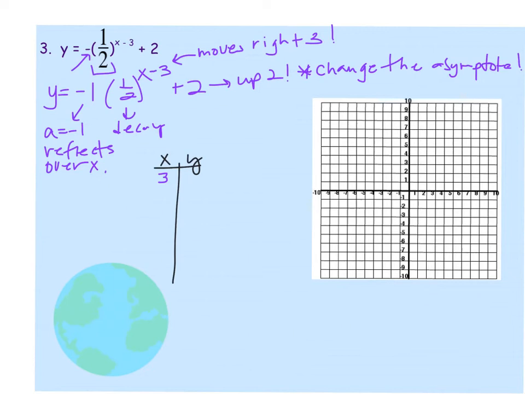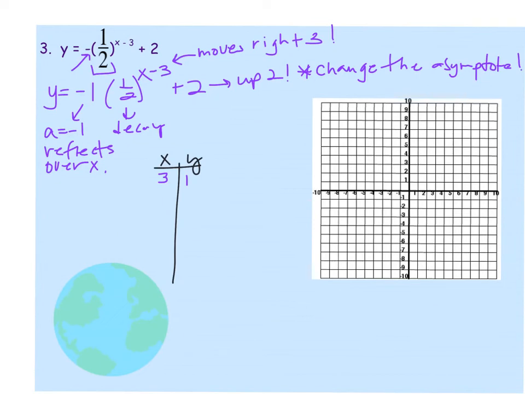All right, if we do 3 minus 3 for the x exponent, 3 minus 3 would be 0. 1/2 to the 0 power is 1. And then we have to multiply it by negative 1, which would be negative 1, and then add 2. If we do all that, we should get an output of 1. So think through that again, everybody. 3 minus 3 as the exponent would be 0. 1/2 to the 0 power becomes 1, times that negative 1 out in front stays negative 1, plus 2. So we get an ordered pair of 3, 1.